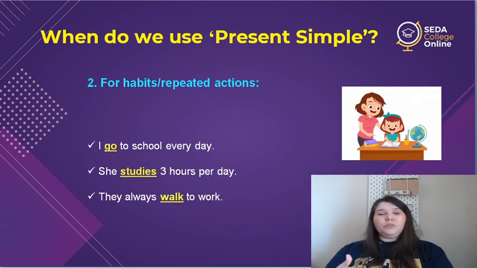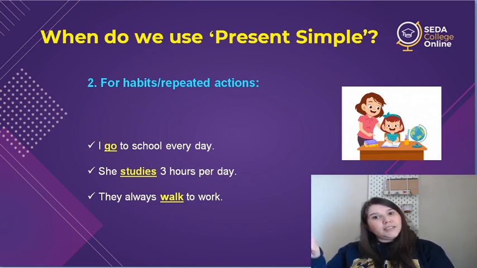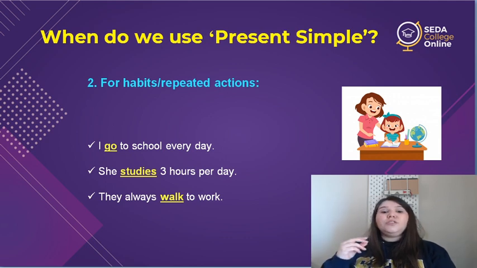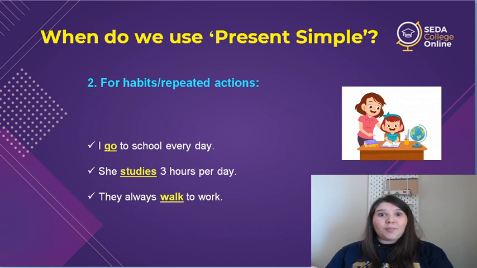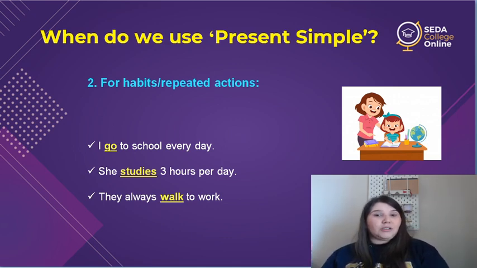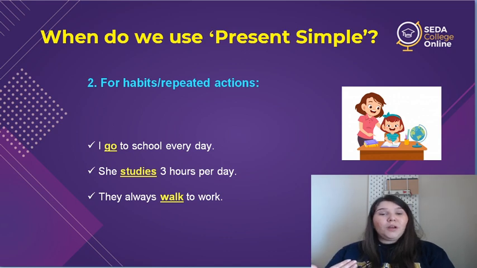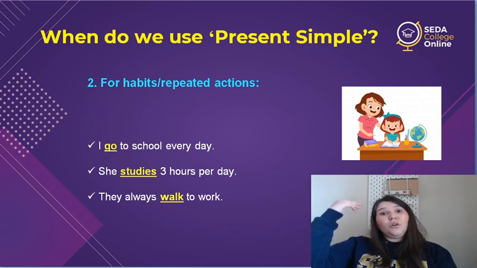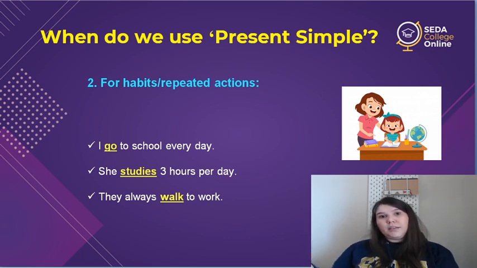I go to school every day. So it's a habit, it's a repeated action. I do that every day, the same thing. She studies 3 hours per day. Again, a habit. They always walk to work. So it's a repeated action. They always do it every day, the same action. So we use the present simple to talk about routine, to talk about something you do every day of your week. Okay?